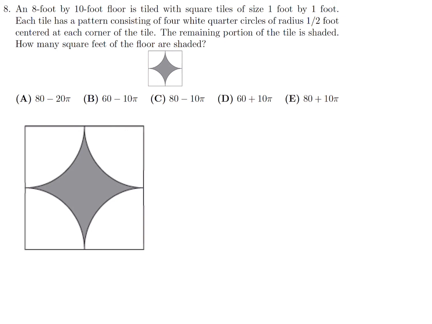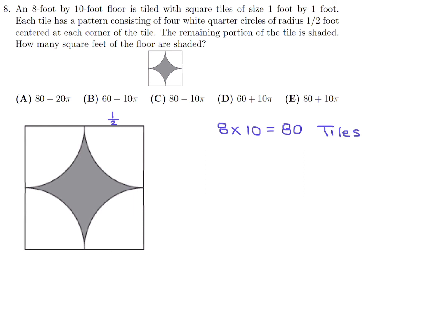So here's our diagram blown up a little bit. Now each of these, of course, as you can clearly see, is a quarter circle, right? And they tell you that each of these tiles is 1 by 1. So that means that from here to here is a half. So they're all quarter circles of radius 1/2. Now how many do we have? We've got an 8-foot by 10-foot floor. So 8 by 10 is 80. So since each of these tiles is 1 by 1, there's going to be 80 tiles.